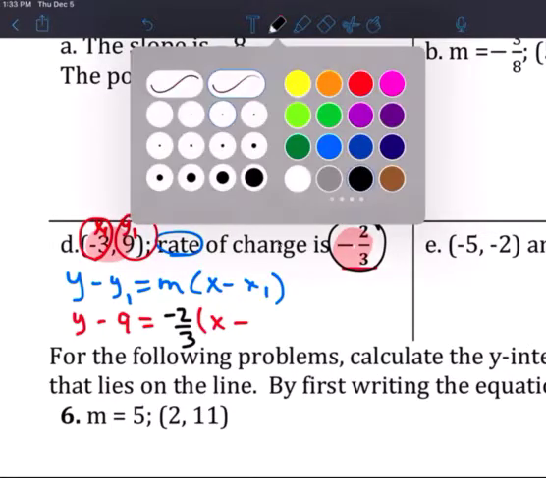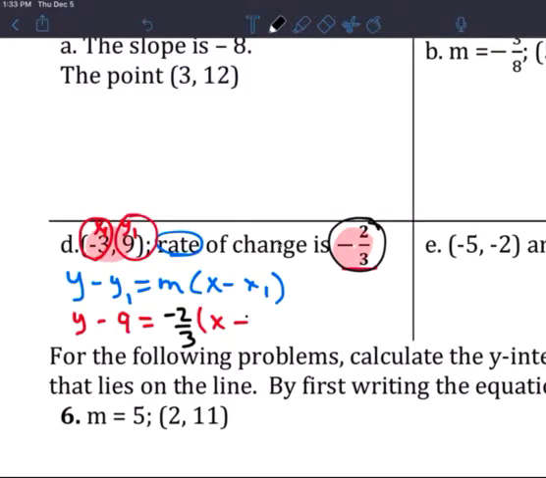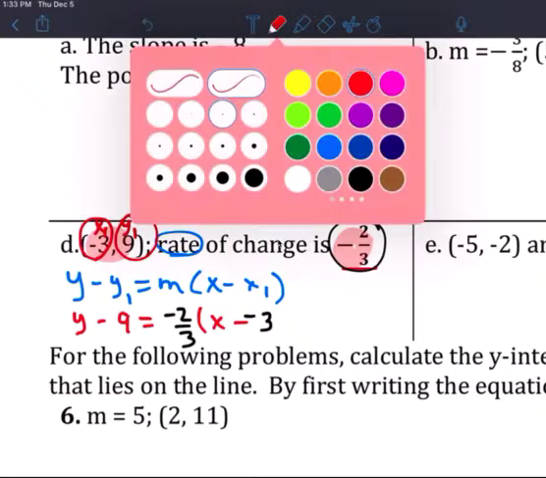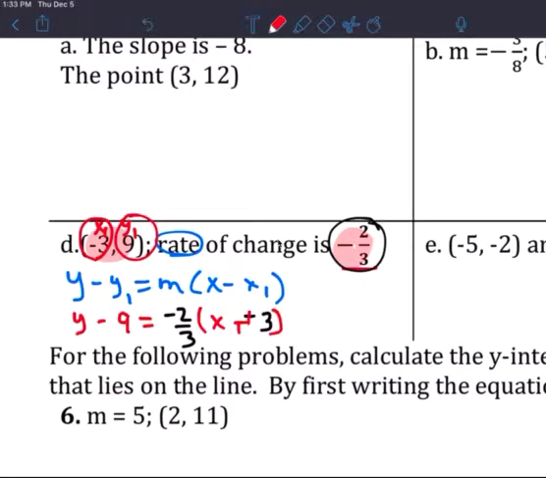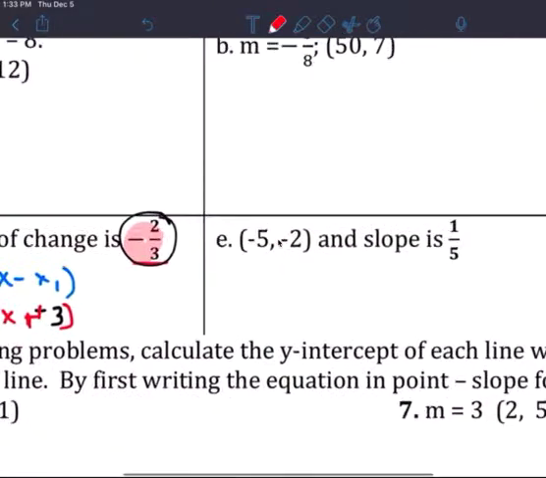Here's where a lot of kids make a mistake. They don't put negative 3. They put 3 instead of negative 3. And then it's important to do the additive inverse, plus a negative. Okay, and that's point slope.